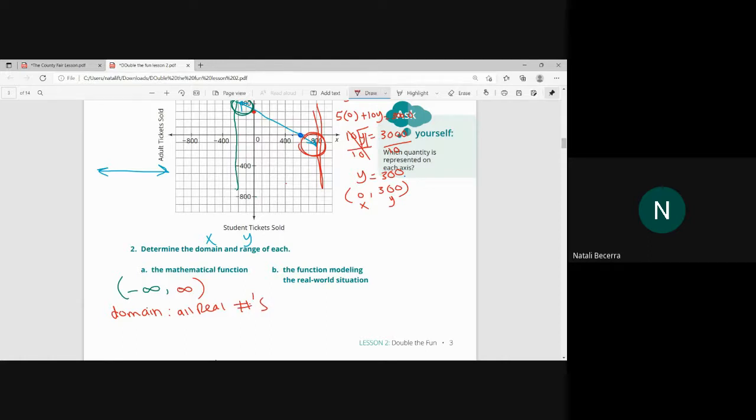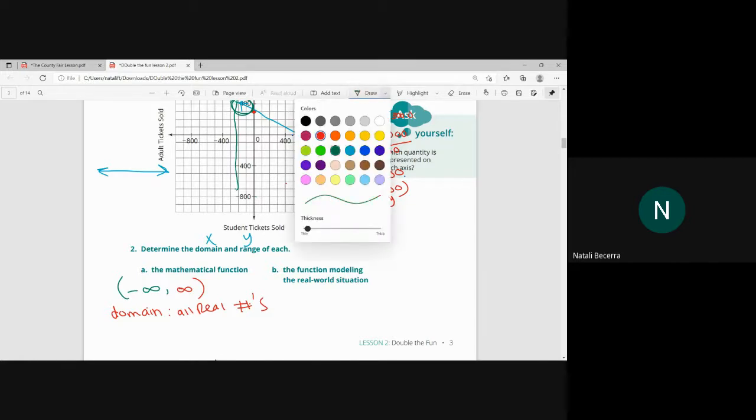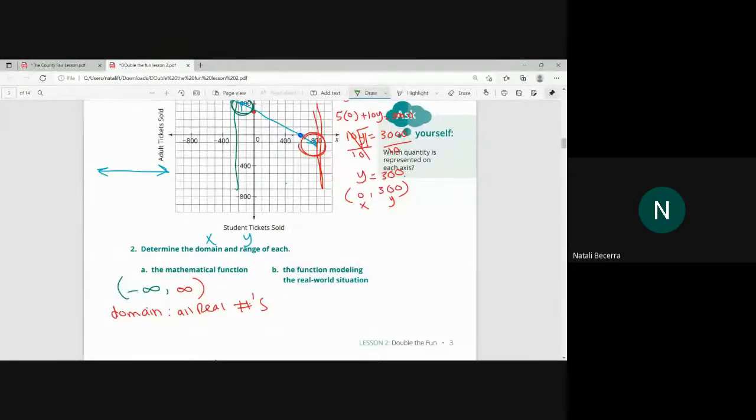Okay, now we're going to do the same thing for range. So for range, let me go ahead and change the color. Range is y. And think about the y-axis. It goes top to bottom, bottom to top.